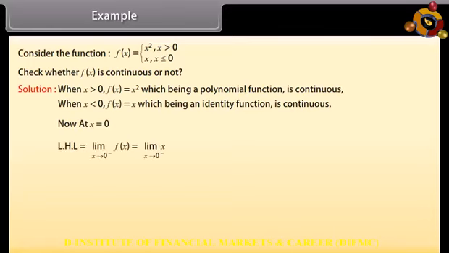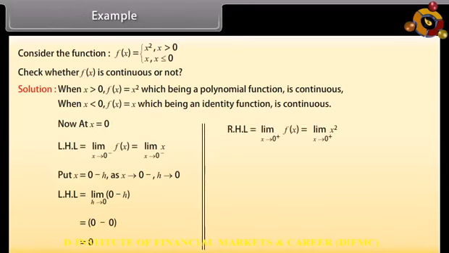Left-hand limit: limit x approaches 0 minus of f(x) = limit x approaches 0 minus of x. Put x = 0 − h; as x approaches 0 minus, h approaches 0. Left-hand limit = limit h approaches 0 of (0 − h) = 0 − 0 = 0. Right-hand limit = limit x approaches 0 plus of f(x) = limit x approaches 0 plus of x².